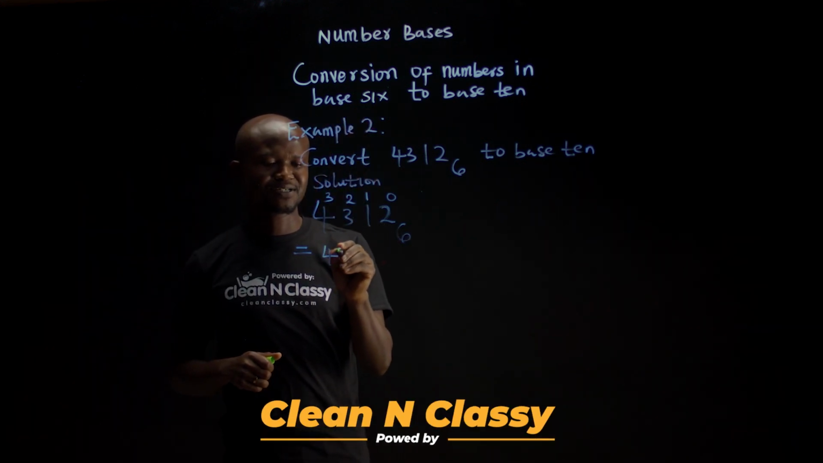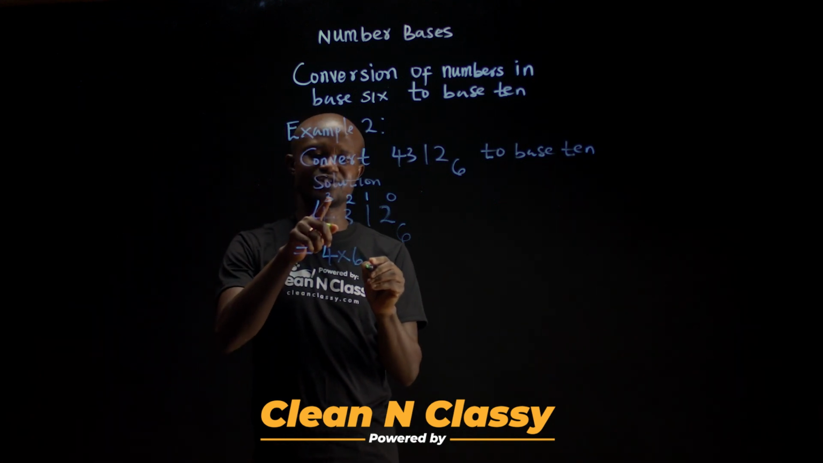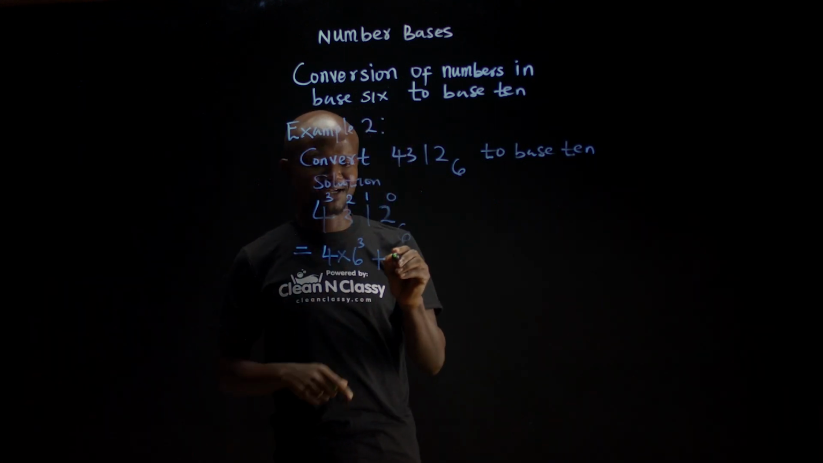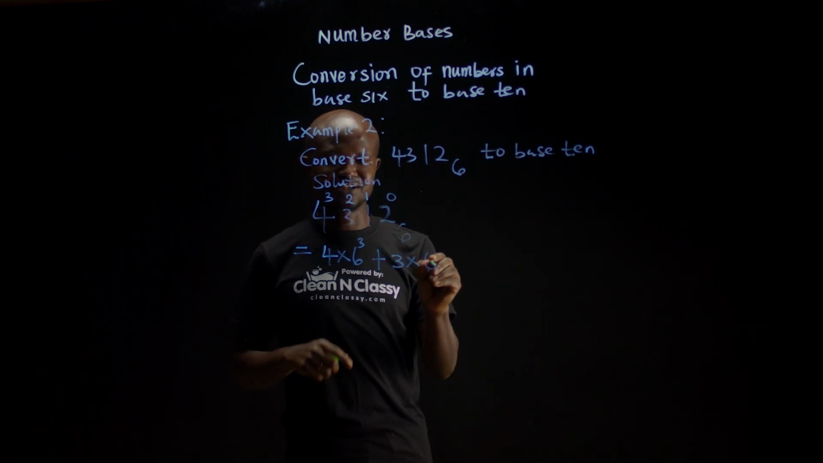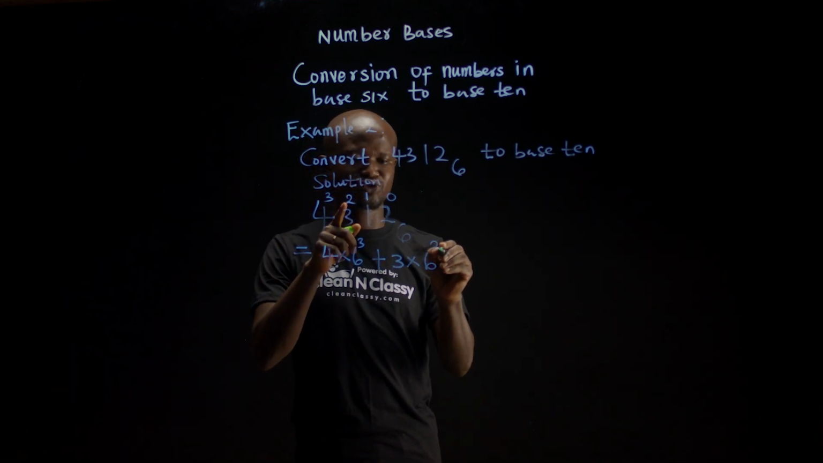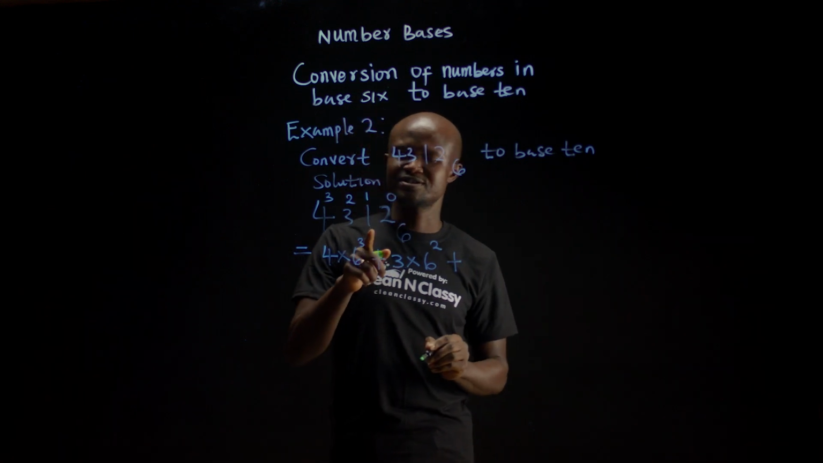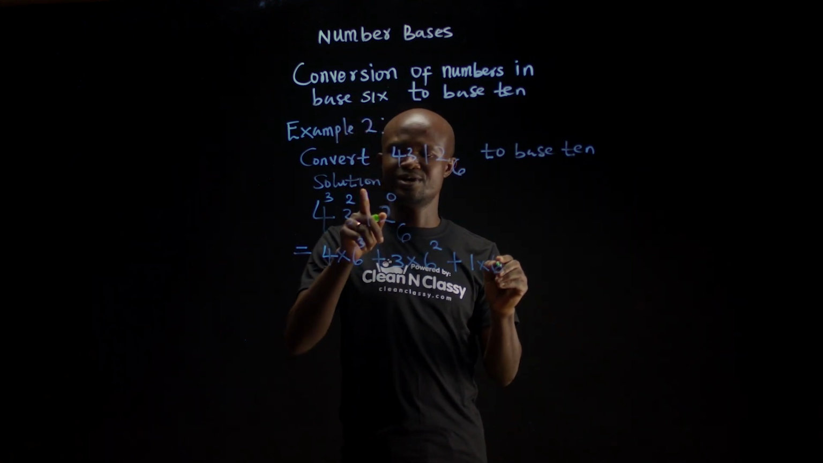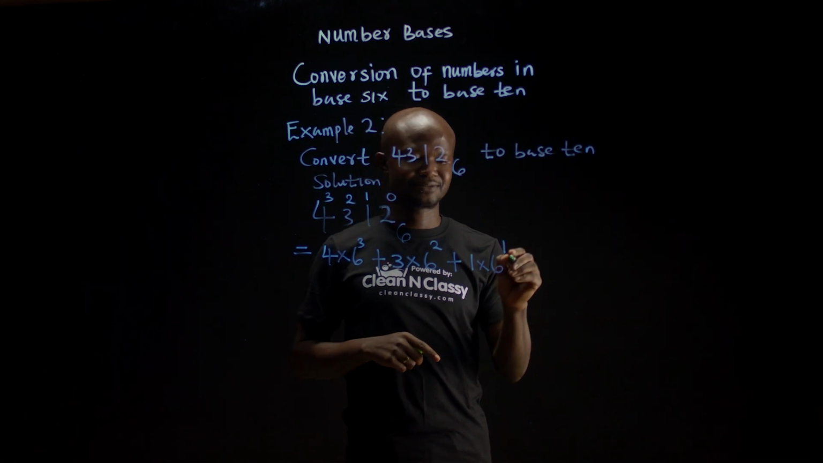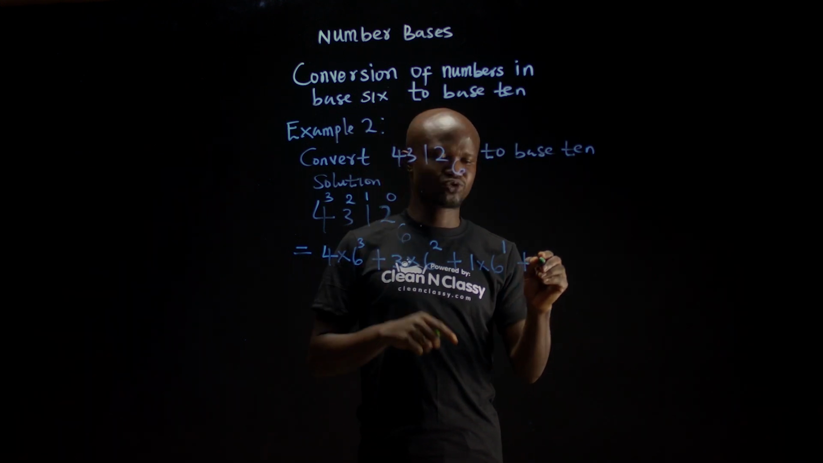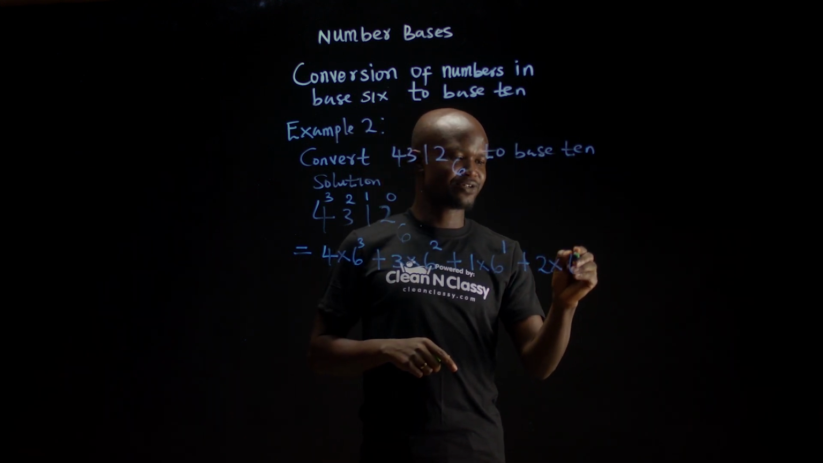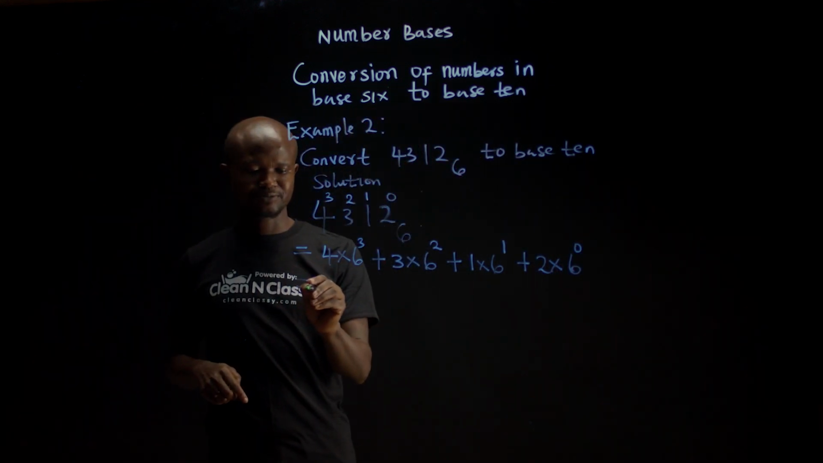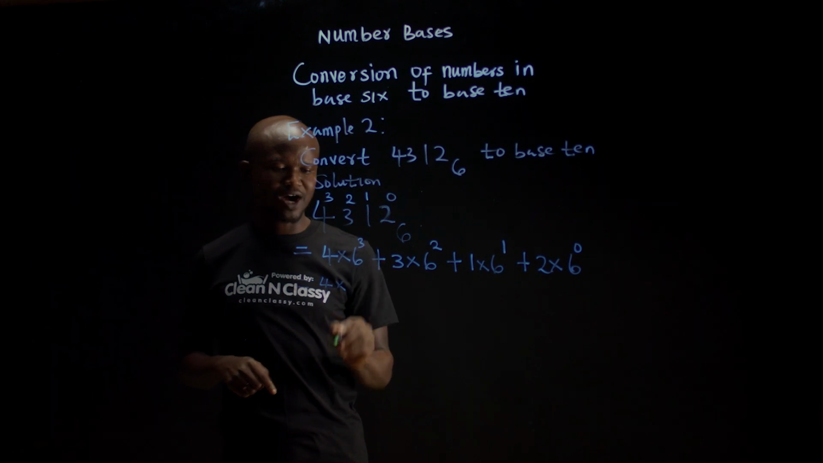We have 4 times 6 raised to the power of what? 3. Plus, what do we have here? 3 times 6 raised to the power of what? 2. Plus, what's the next one? 1 times 6 raised to the power of what? 1. Plus 2 times 6 raised to the power of what? 0.